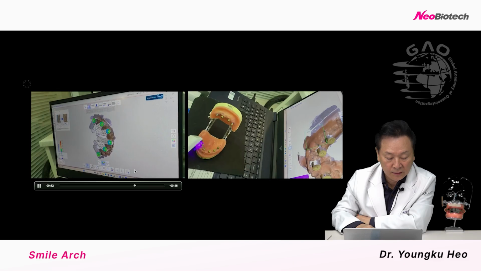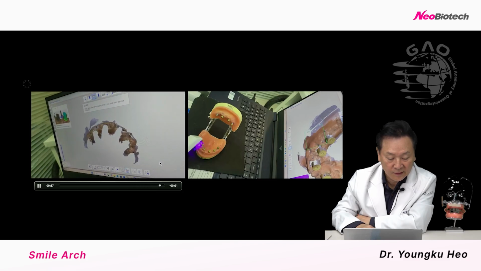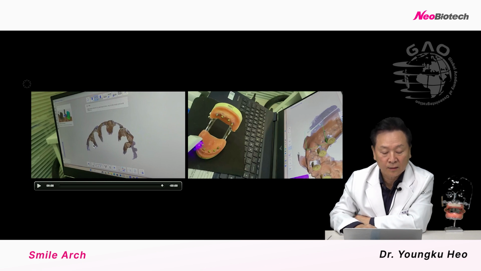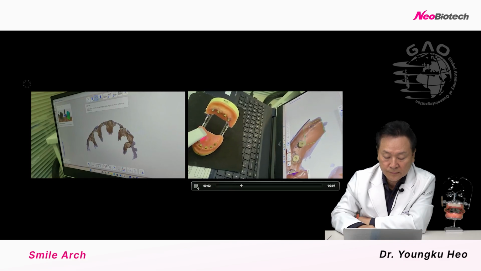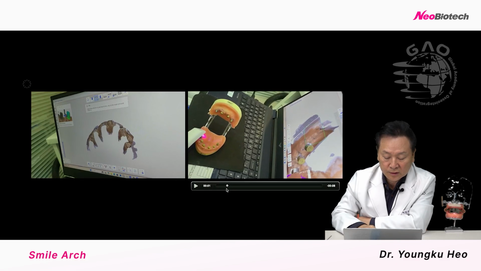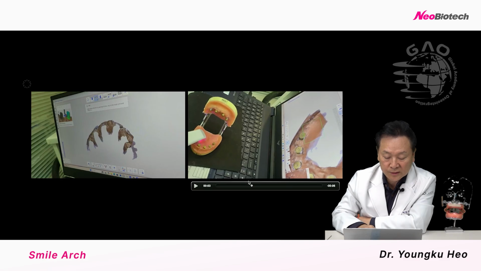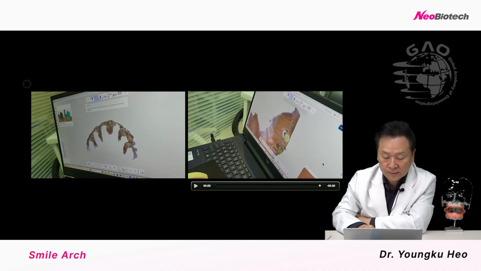So we already scan all implant position, and after that we remove the scan bar, and it looks like this. Okay, we need another scanning of the soft tissue around here. So once you detach the scan bar, you can match the soft tissue and then scan the rest of the soft tissue like this.